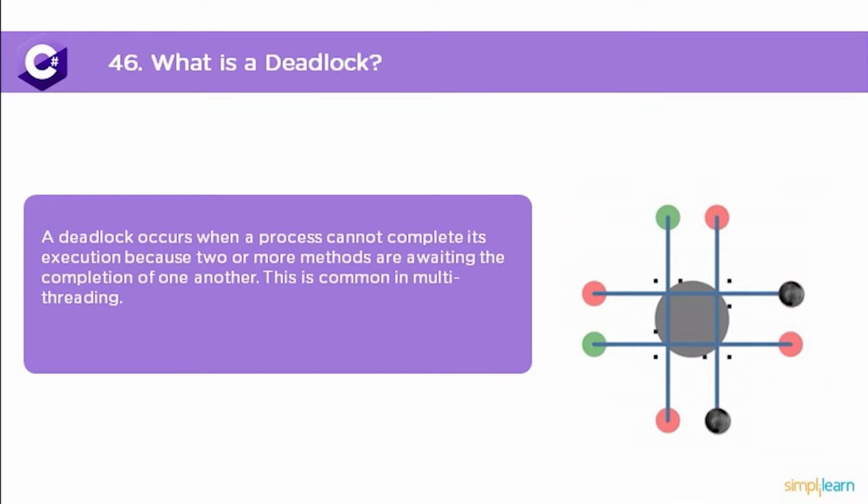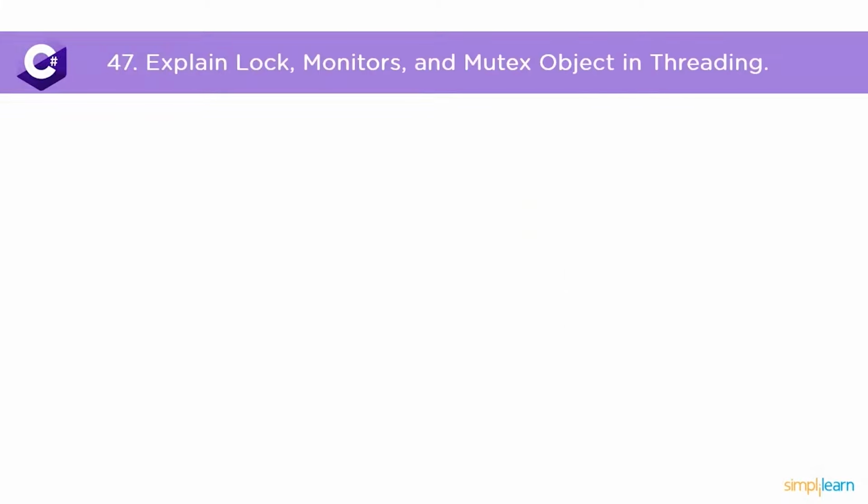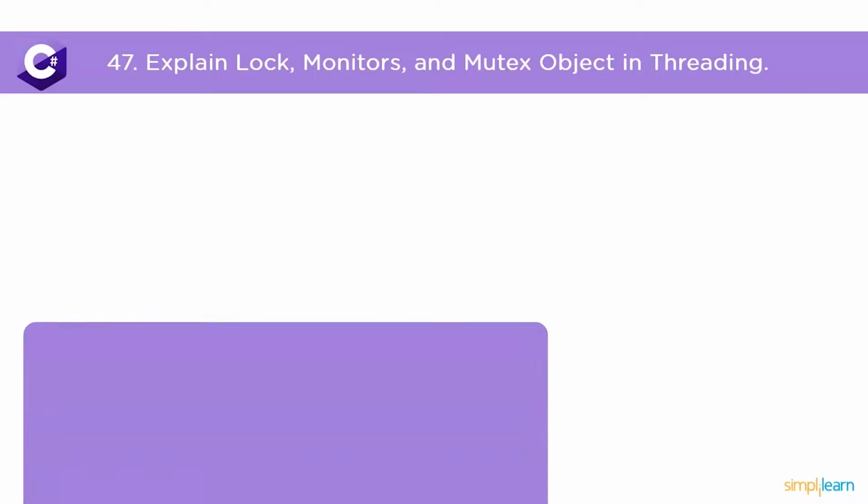Followed by this, we have the next question, which is, what is a deadlock? A deadlock occurs when a process cannot complete its execution because two or more methods are awaiting the completion of another. This is common in multithreading. Followed by that, we have another question, explain lock, monitors, and mutex object in multithreading.